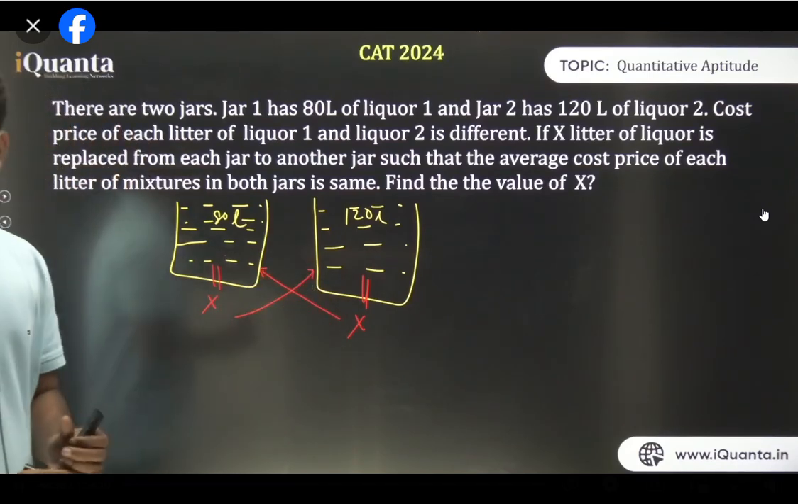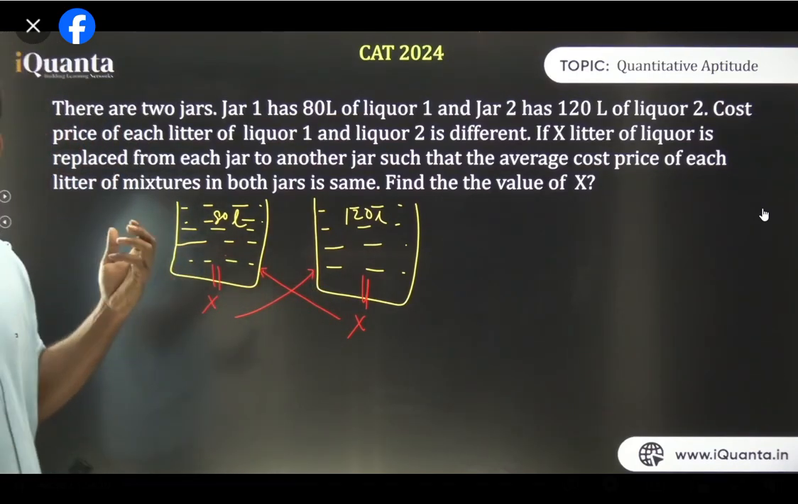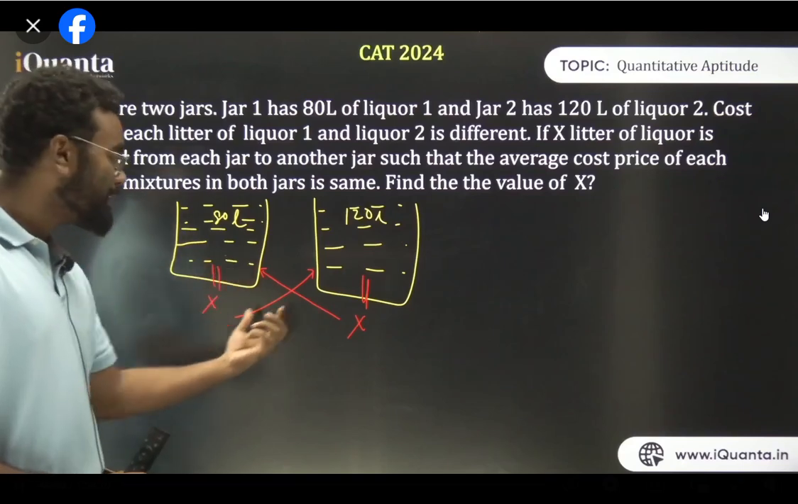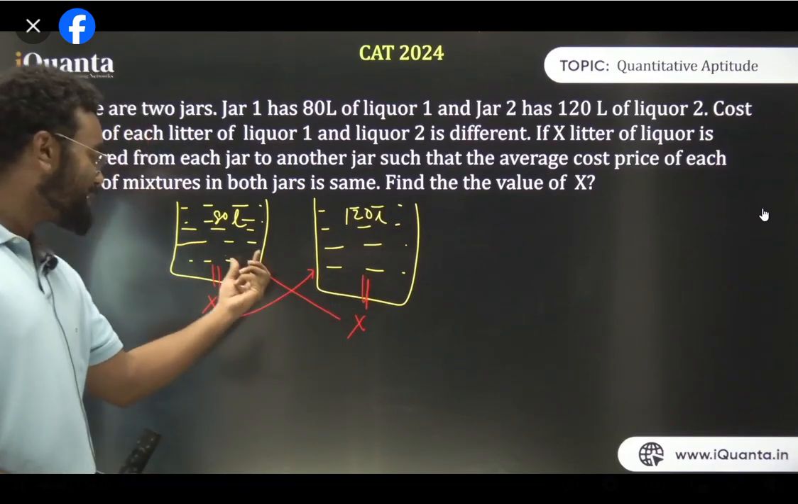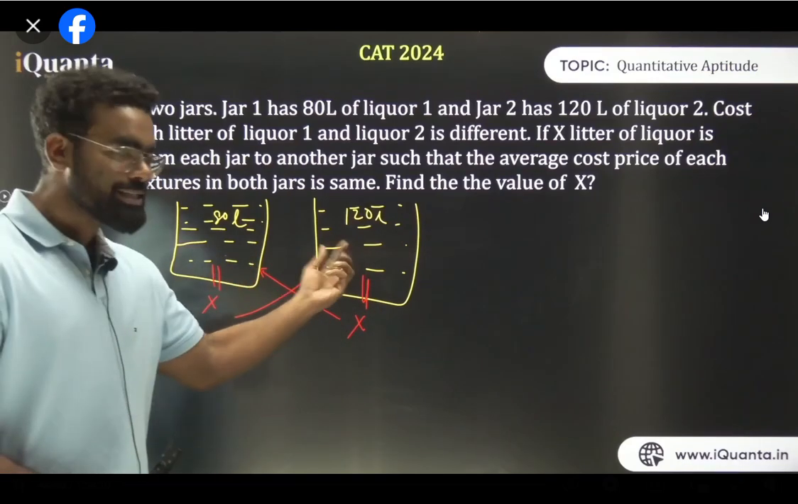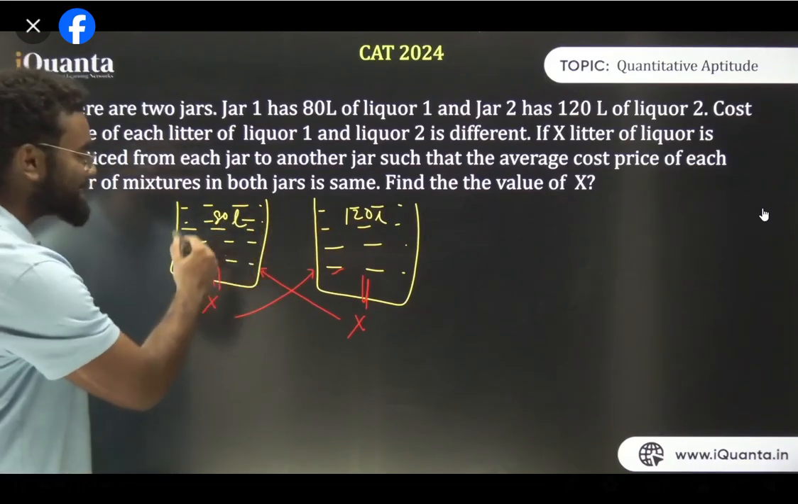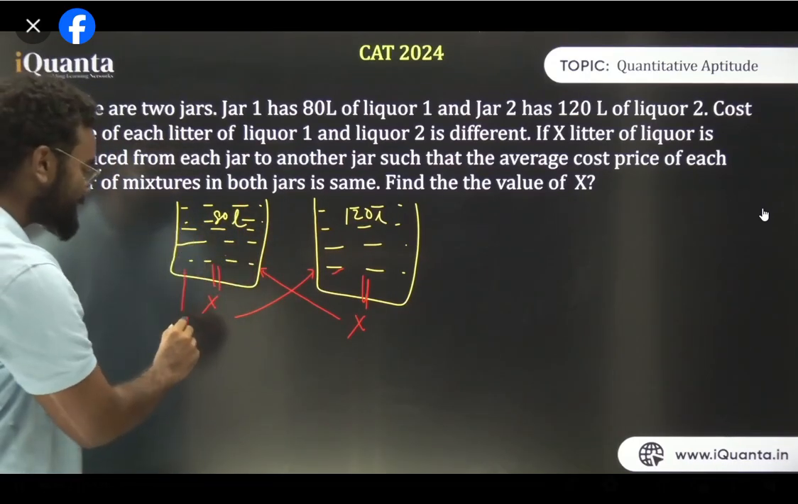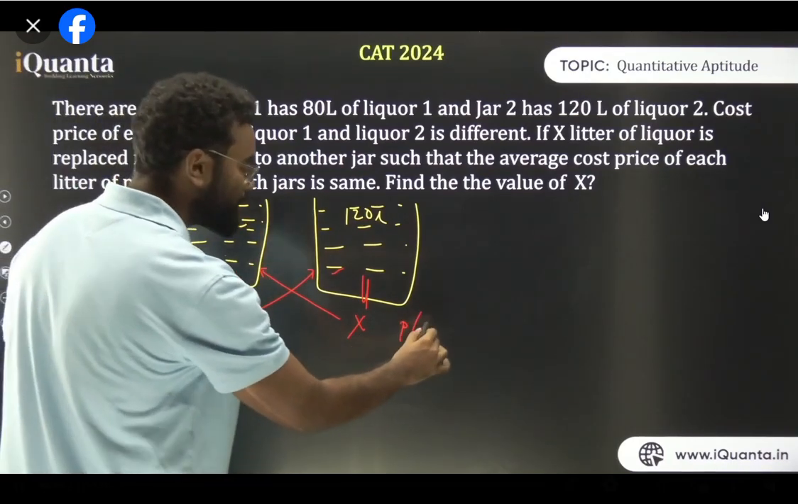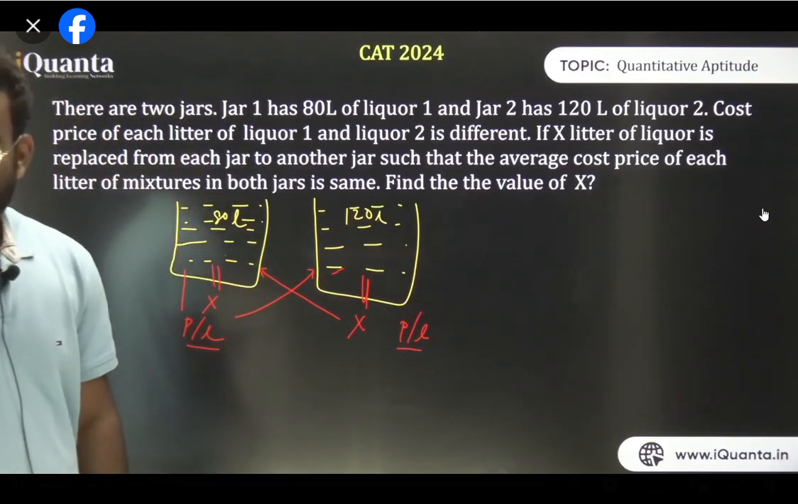Am I clear? So at the same time, I am removing X quantity from here, removing X quantity from here, then mixing this X quantity to this jar and mixing this X quantity to this jar, so that the price per liter is same. That means इस bottle का price per liter and इस bottle का price per liter will be same. The price per liter is same in both cases.